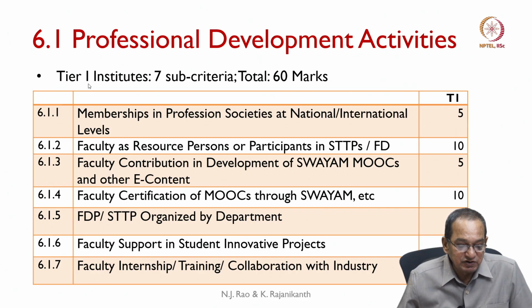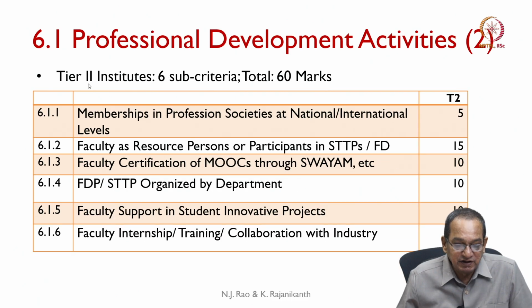That means from 6.1.4 onwards, it is the same sub-criteria with the same marks. However, the numbers shift because now 6.1.3 is missing. What is 6.1.4 there becomes 6.1.3 here. So the numbers shift. Otherwise, they are all the same.